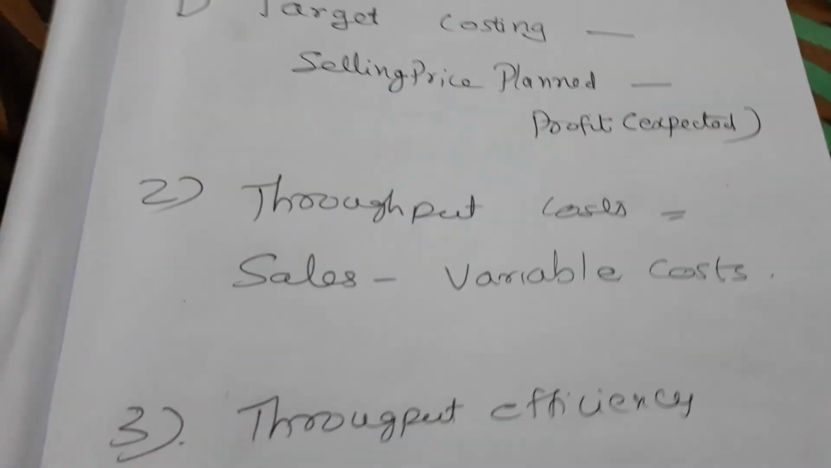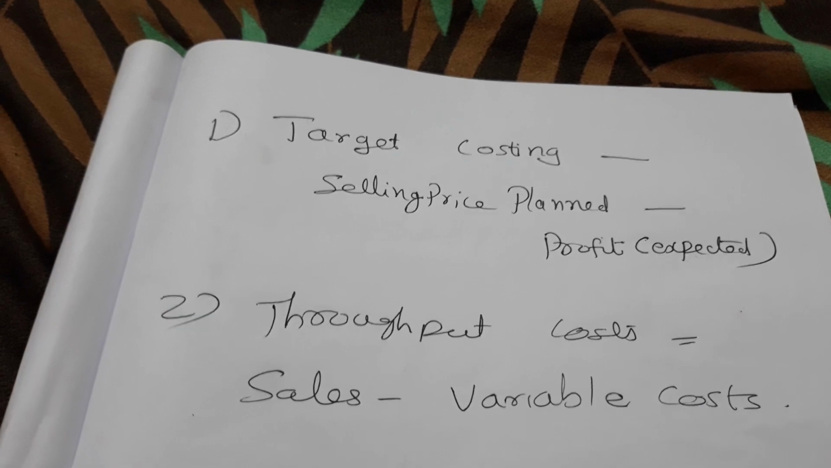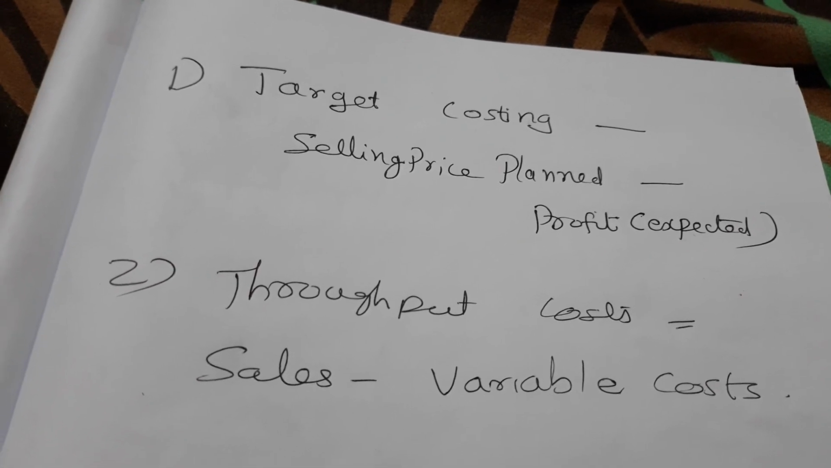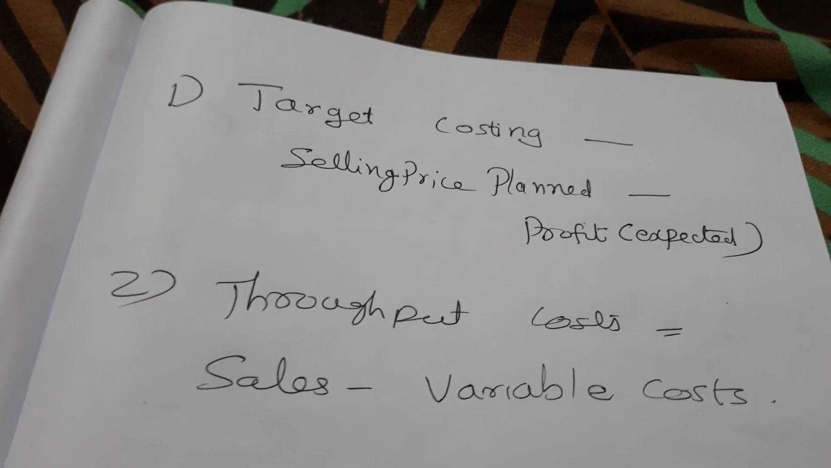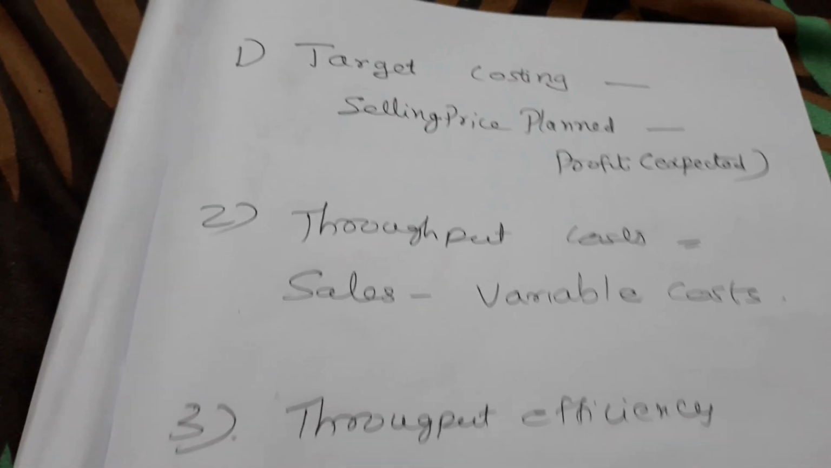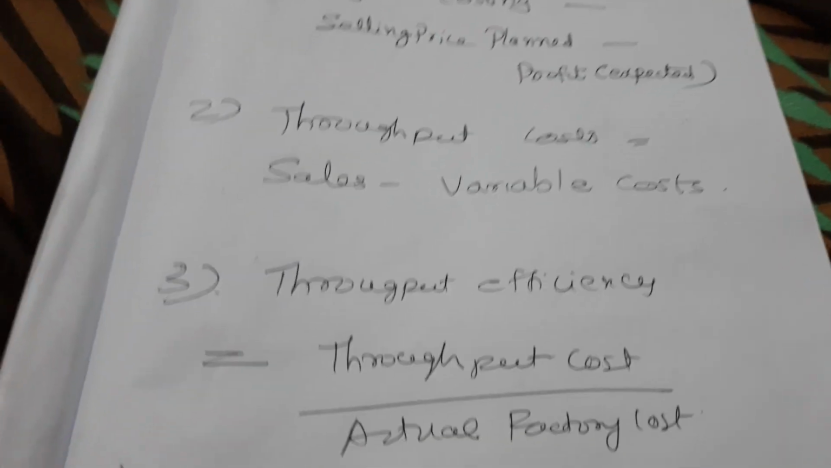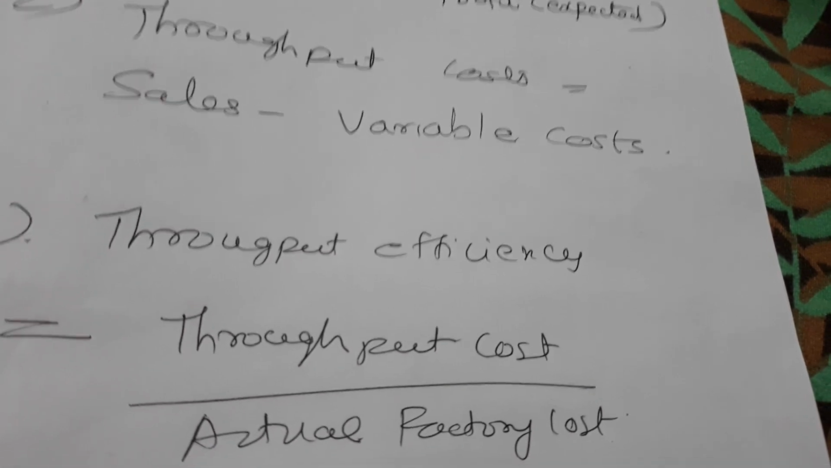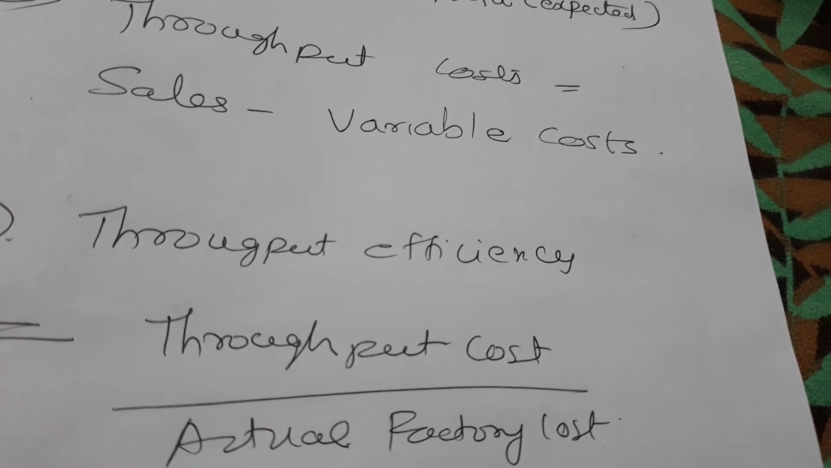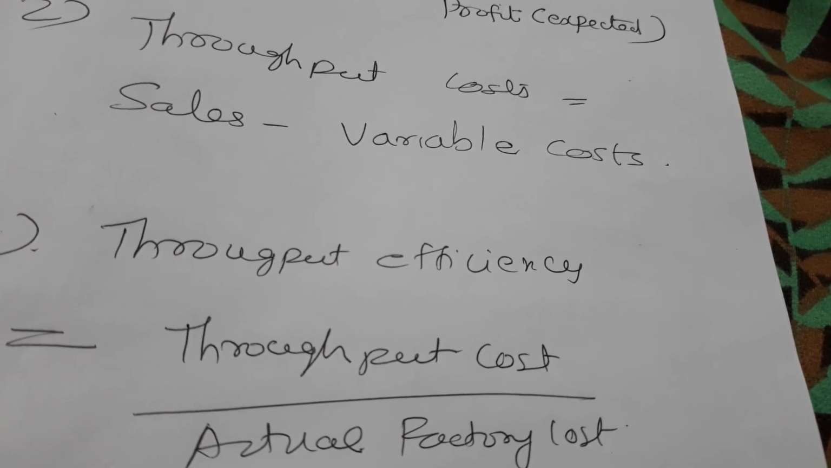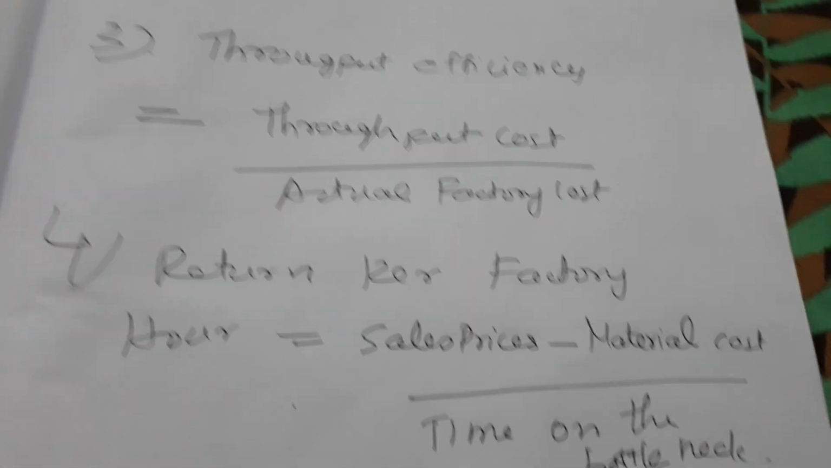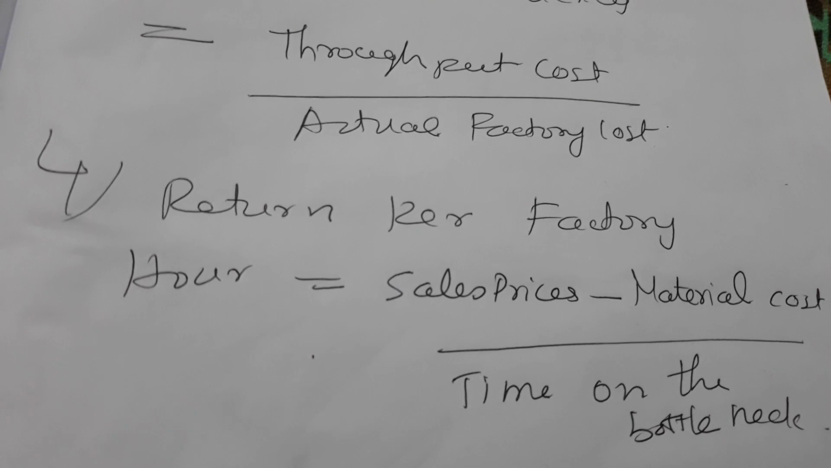Okay, now let's move to the next formula. Throughput cost. What is throughput cost? Throughput cost is nothing but the contribution margin, sales minus variable cost. And there is the throughput efficiency ratio. What is it? It is the ratio of the throughput cost by the actual factory cost. So definitely when the throughput cost is high, definitely the efficiency will become low.